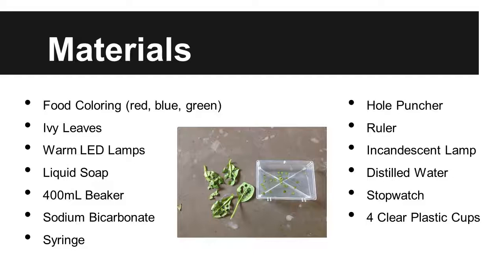These are the materials in our experiment. We used food coloring to represent the different wavelengths of the visible spectrum. We used red, blue, and green food coloring. For the white light, we didn't use any food coloring.